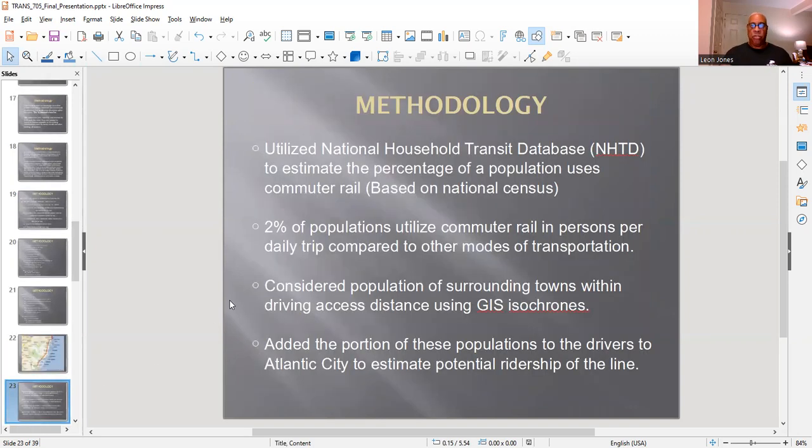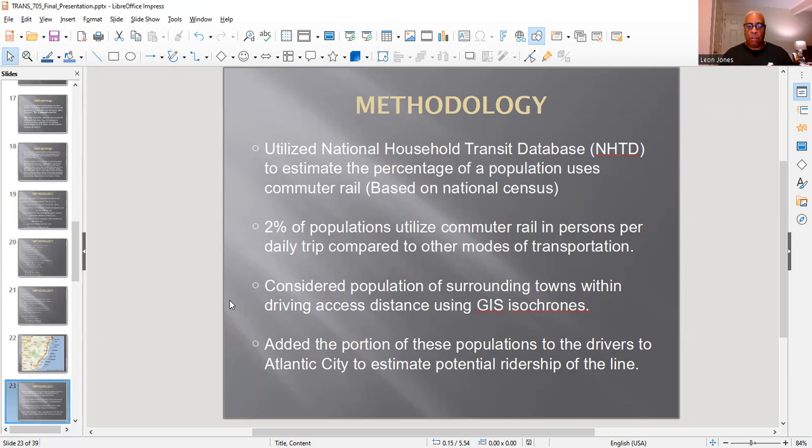And of course, the methodology. How did I come up with everything? Well, I utilized the National Household Travel Survey to estimate the percentage of the population that uses commuter rail. So basically, 2% of the population utilizes commuter rail in persons per daily trip, compared to other modes of transportation.